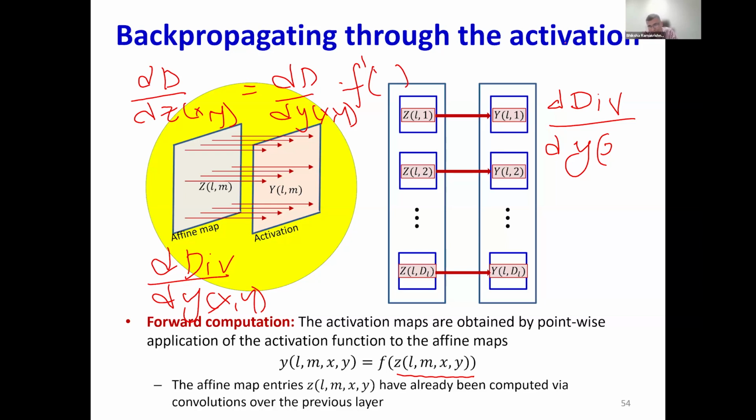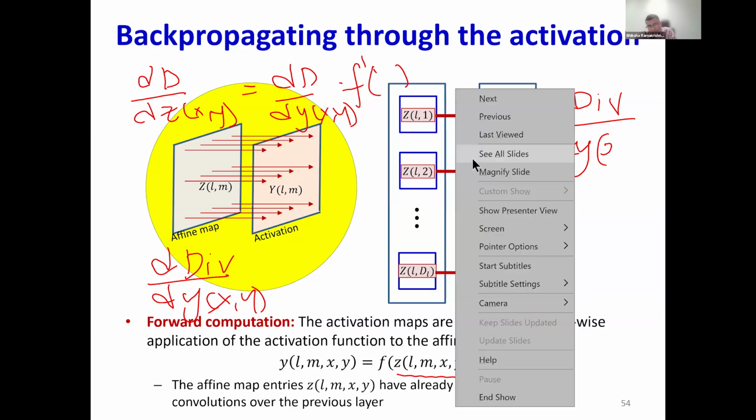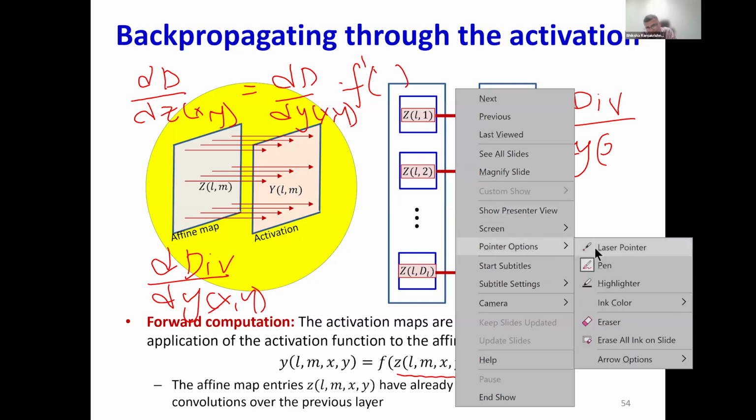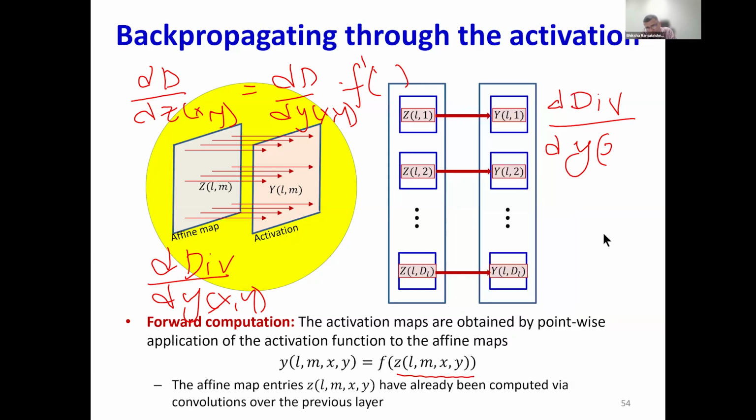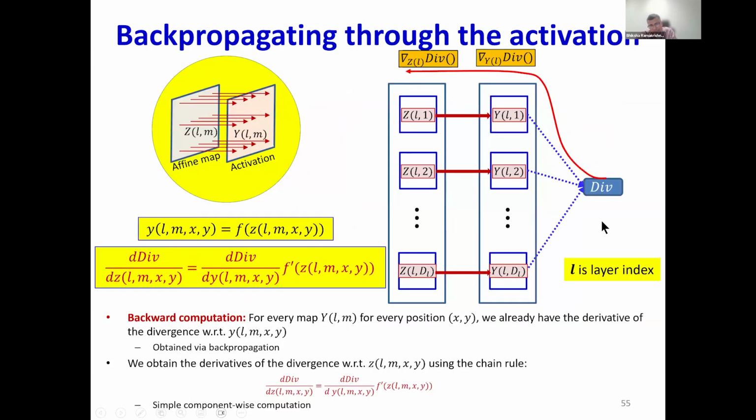Element wise. So we are not yet speaking of max pooling. This is the activation function which applies on the z's to get your y's, okay? So that's what we're going to do. The derivative of the divergence with respect to z_xy is the derivative of the divergence with respect to y_xy times the derivative of the activation function computed at z_xy.